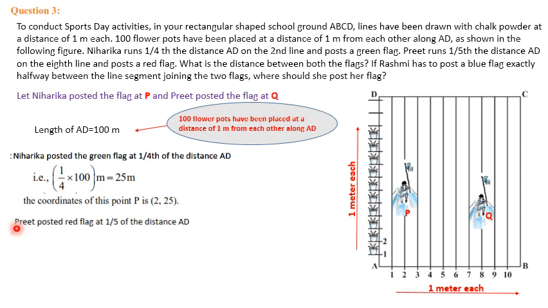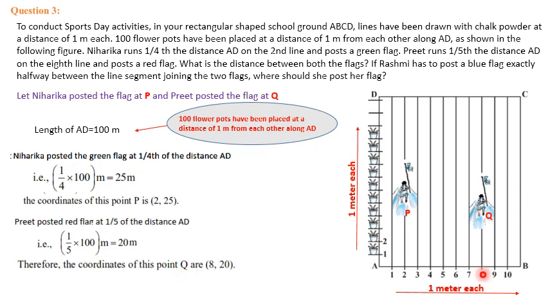Next, Preet posted a red flag along 1/5 of the distance AD. That is the condition from the question. Preet runs 1/5 of the distance AD, so we have to calculate that distance. That is 1/5 into 100. Then if you cancel 5 and 100, you will get 20 meter. Then we can write the coordinates of Q.